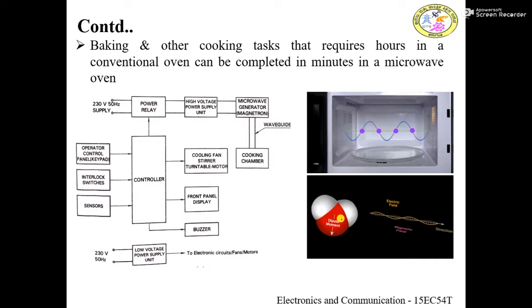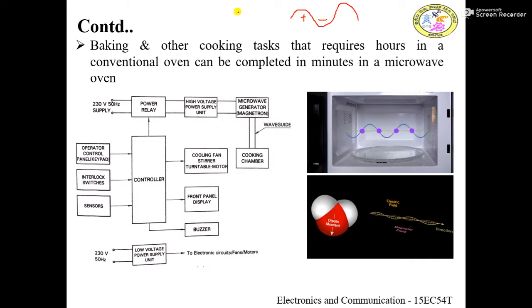We will see the structure. Here you can see this is a dipole. The dipole has a negative charge at one end and a positive charge at the other end. Whenever molecules like water, fat, or sugar molecules are subjected to electromagnetic waves or microwaves, the electric field is alternating. As you can see, it is a single phase wave, so you will get a positive half cycle as well as a negative half cycle.